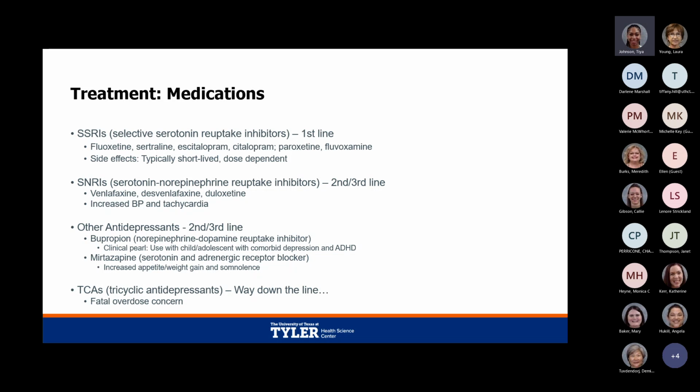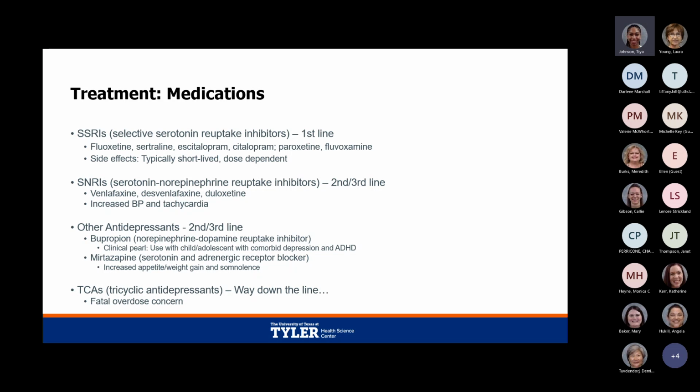Now, with bupropion, the clinical pro is that this one could also be beneficial in children and adolescents with comorbid depression and ADHD. So that's one that, even though it says in this slide that it's second or third line, I might consider using either first, before trying an SSRI, or maybe even second, after trying an SSRI, if I have a kid who also has poorly controlled ADHD, and I want to kind of get a kill two birds with one stone approach. I will utilize bupropion in those cases.